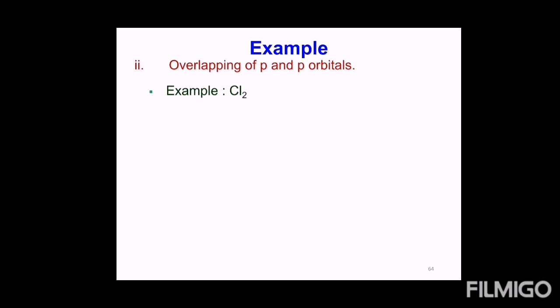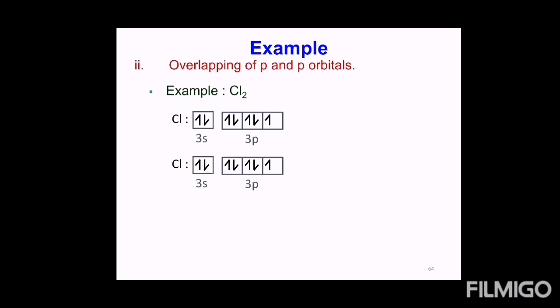Okay guys, we go to the next example, overlapping of the p and the p orbitals. Example given here is the Cl2. Alright, Cl2. So we already know that the Cl element is situated in the periodic table in group 17 and period number 3. Right, so dia punya valence untuk Cl adalah 3s2, 3p5. Alright, so we can draw the p orbital untuk Cl like that, and then the other p orbital untuk Cl, yeah, like that.